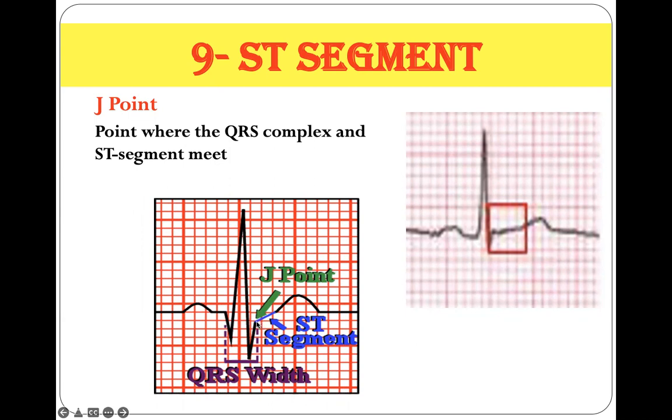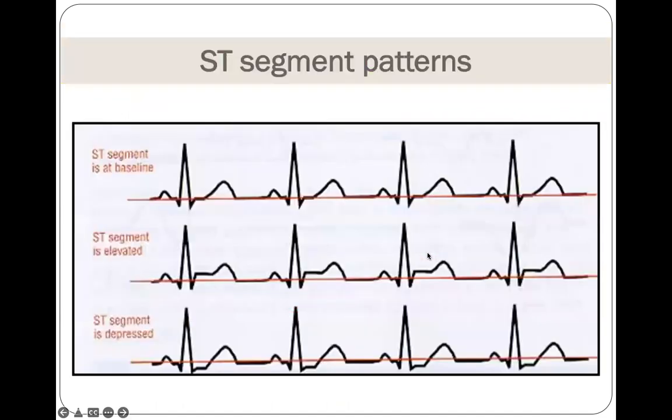the junctional point, the point where QRS complex and ST segment meet, is called the J point, and it represents the isoelectric point of the heart. This is called the J point, the junctional point, which is the point where the QRS complex and ST segment meet. So what are the ST segment patterns?